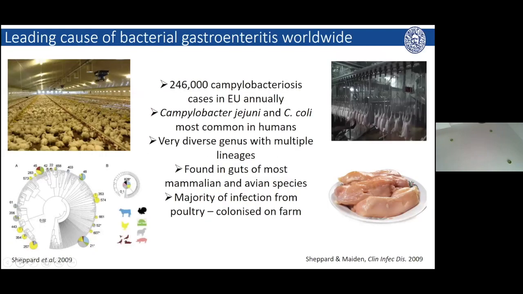I'm sure that the majority of people listening to this will already be quite familiar with Campylobacter, but I'll just recap. Campylobacter is a really important pathogen to control because it's the leading cause of bacterial gastroenteritis in the world. It's very diverse, which makes it difficult to control. There are lots of different lineages. It occupies multiple different sources, and it's found in the majority of mammalian and avian guts. But the majority of human infection comes from poultry, so eating undercooked, contaminated chicken.